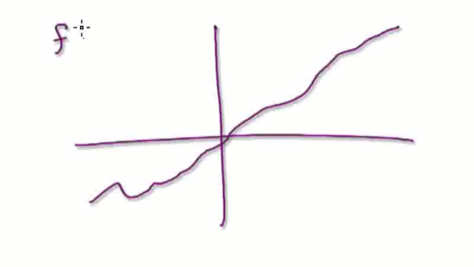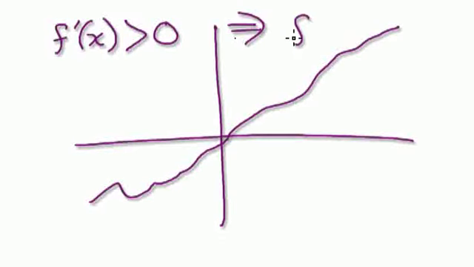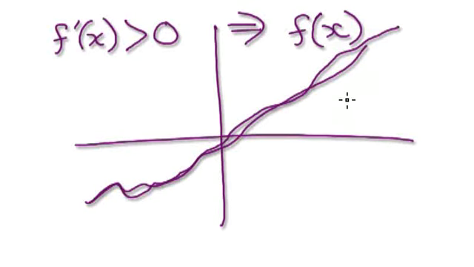If we know that f prime is always greater than 0, then that would imply that the original function itself, f of x, will always be increasing. Okay, so all we need to do is find out an f of x where it's above 0, and then find out an f of x when it's below 0. So let's try an easy one.